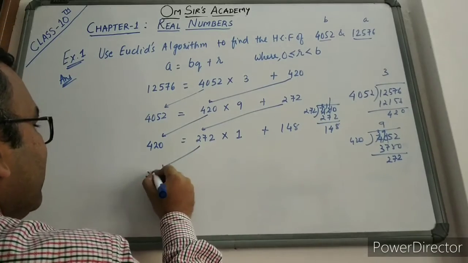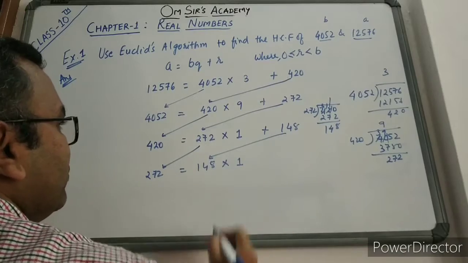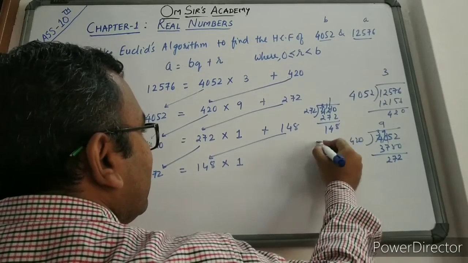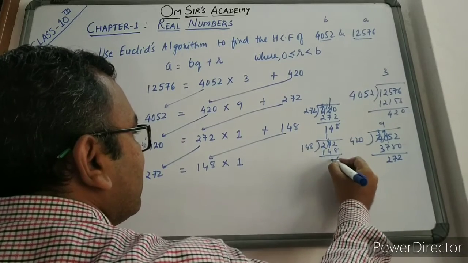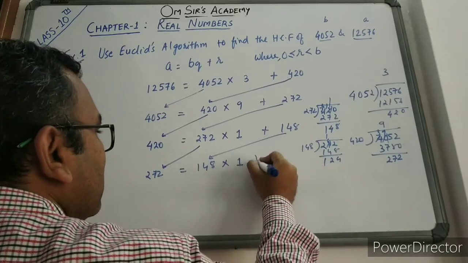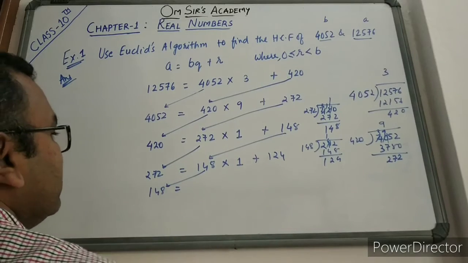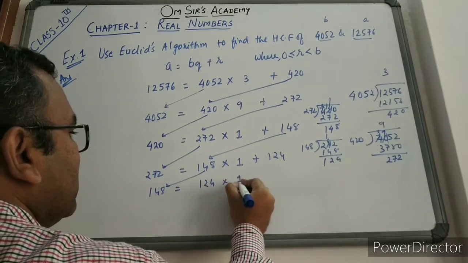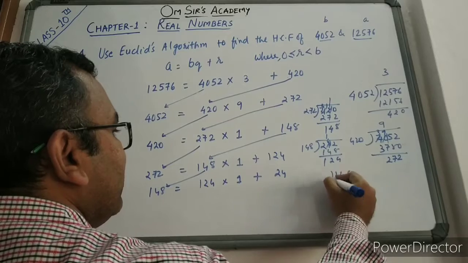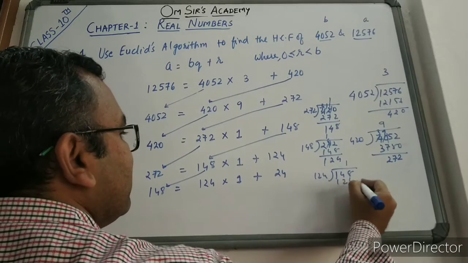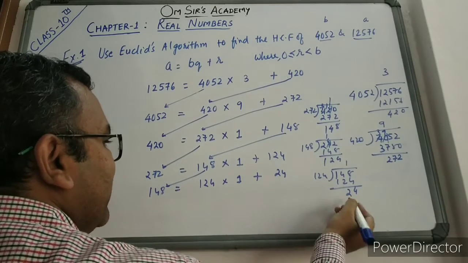Now this 272 will come over here, and this 148 will come over here. So 148 into 1. Now again, 272 divided by 148. 148 ones are 148, and the subtraction gives 124. So plus remainder 124. Again this 148 will come over here: 124 into 1 plus 24. Okay, see 148 divided by 124. 124 ones are 124. What will be the remainder? 8 minus 4 is 4, 4 minus 2 is 2, 1 minus 1 is 0, so the remainder is 24.